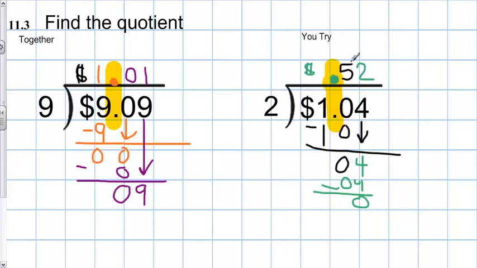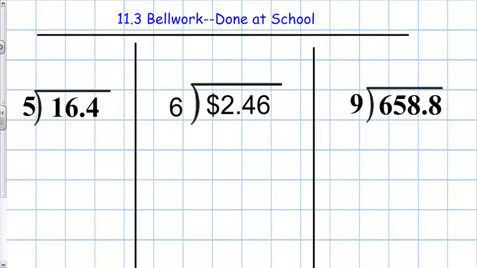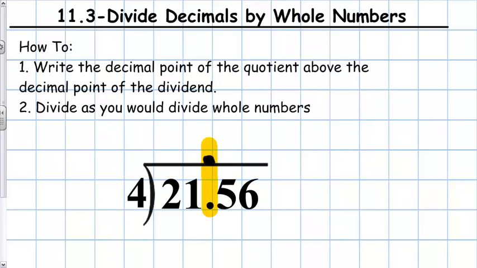So my final answer is going to be 52 cents. And let's think about that in terms of money. 2 people owe me 52 cents. I can also just add these together. So that's going to be $1.04. So I know that my answer is correct. And those were our problems for dividing decimals by a whole number. Remember, just pull that decimal point straight up.